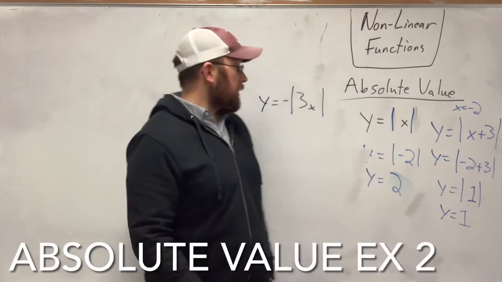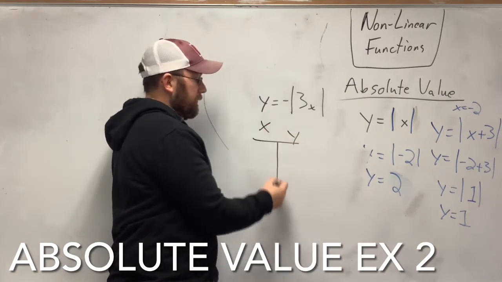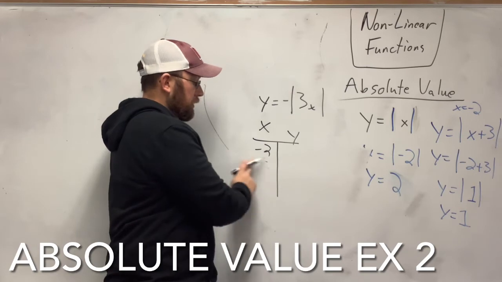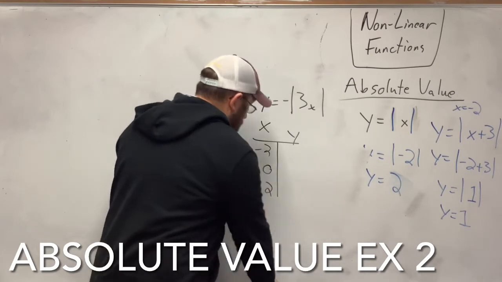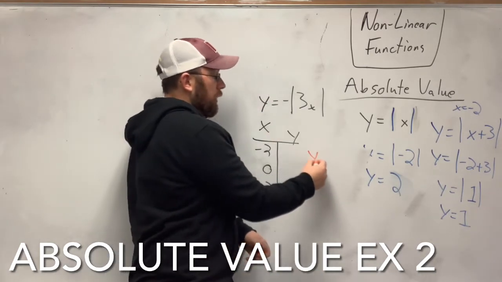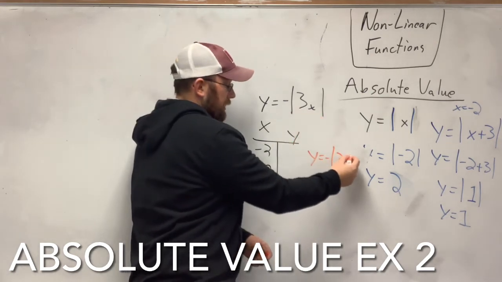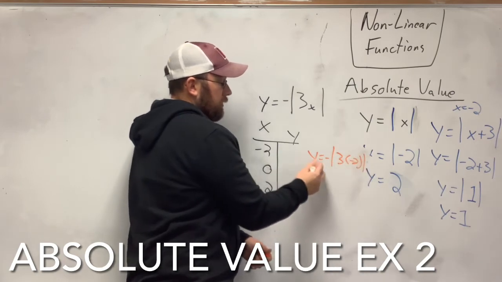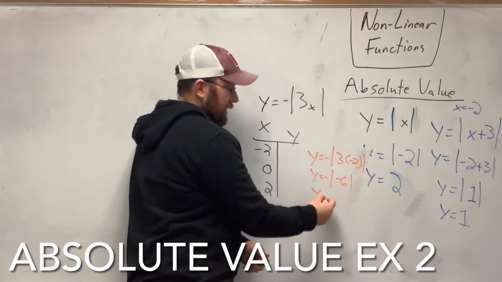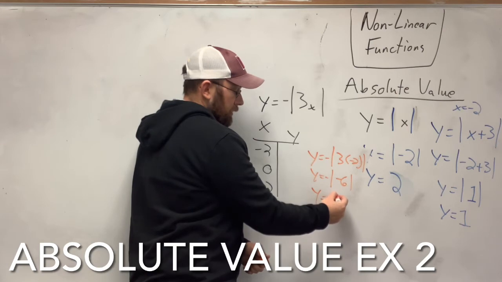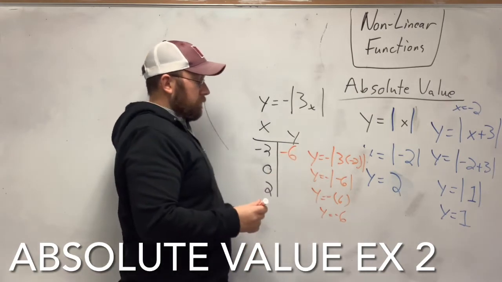All right, here's another example. This one has the negative on the outside of the absolute values, so it works a little bit differently. Again, we'll go with -2. I'm actually going to shorten this up a little bit. Do -2, 0, and 2 just for time's sake. So I plug in -2 here, so I get y equals negative. Treat these as parentheses. 3 times -2. So y equals negative, gives us -6. So absolute value makes that just 6. And then you multiply the negative to get -6. There you go.